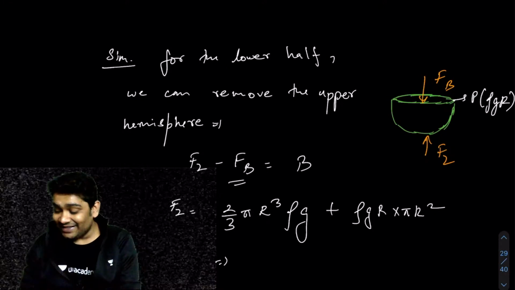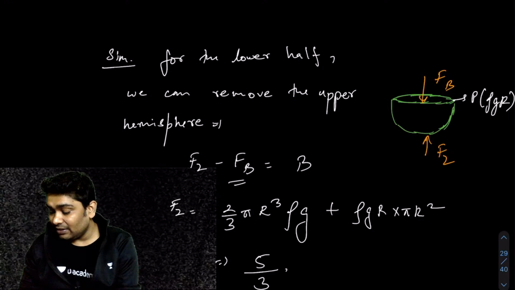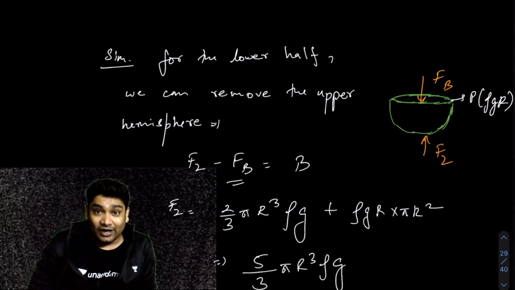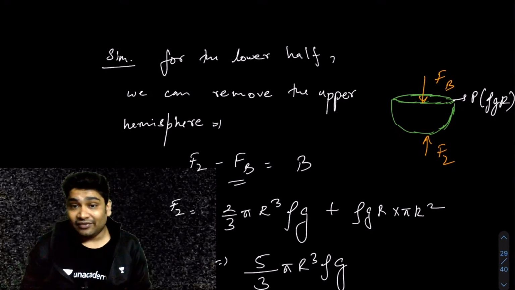Right. So what is it that you're getting? You're getting 5 by 3 pi r cube rho g. So you got F1, you got F2. Now you can simply find the ratio of F1 and F2.